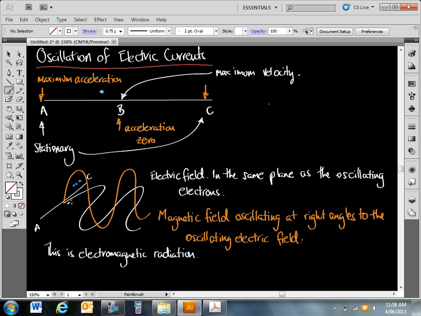I want you to know that the electric field oscillates in the same plane as the oscillating charges. The magnetic field oscillates at right angles to that. And at right angles to both the electric field and the magnetic field is the direction of the velocity. The velocity is in this direction, V.